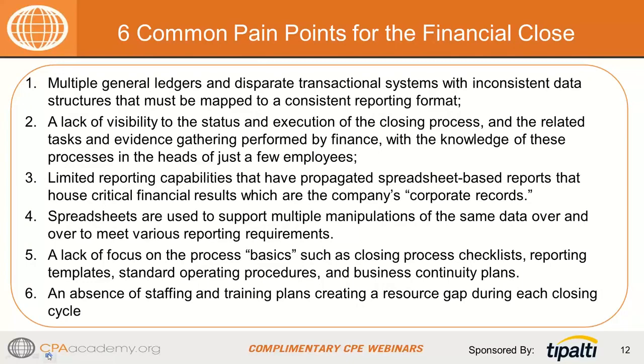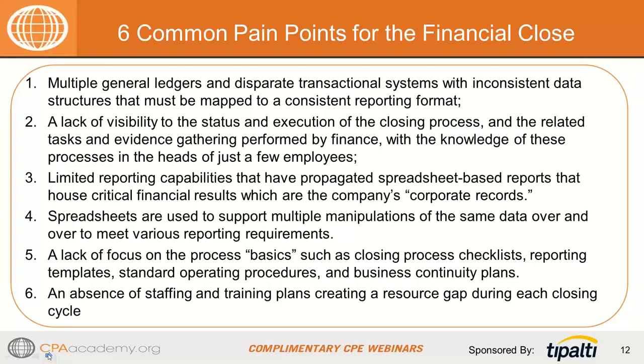So if we look at 6 common pain points for the close, we have multiple general ledgers, a lack of visibility to the status and execution of the closing process. And what that means is we never know where we are. And there needs to be very strong communication during the close so we know what needs to happen. And a lot of the closing process is driven by some sort of a checklist, and organizations that don't have that may be always hindered by trying to figure out where they are in the process.